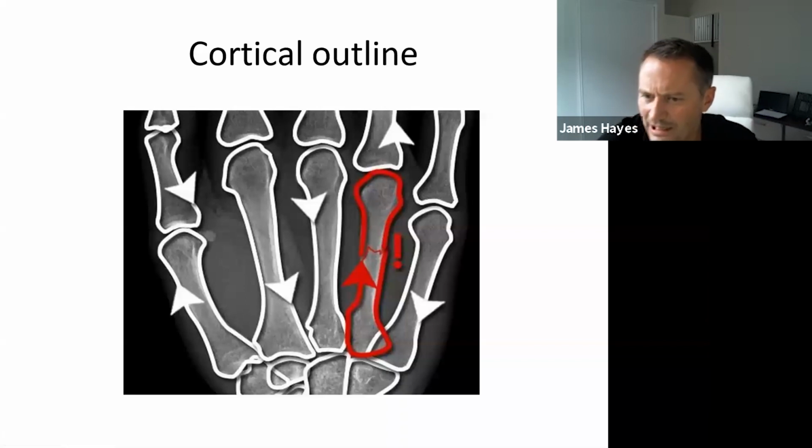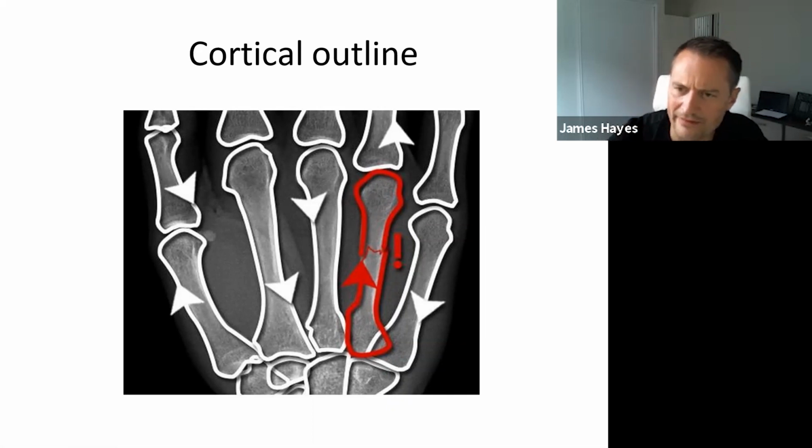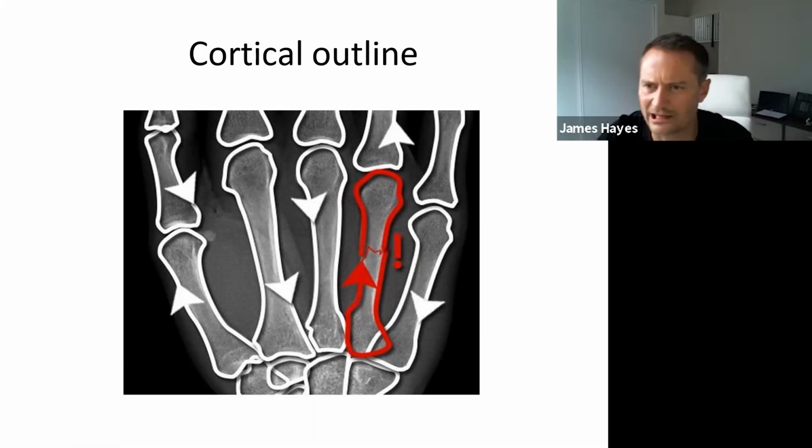So I've mentioned the cortical outline, and this is a little bit tedious because you trace your eyes around the entire outline of the bone. Because if you're just looking at it, you kind of get a bit bored and you say, oh, that seems fine. The patient's in a lot of pain. Typical man. We'll give them some Panadol and send them home.